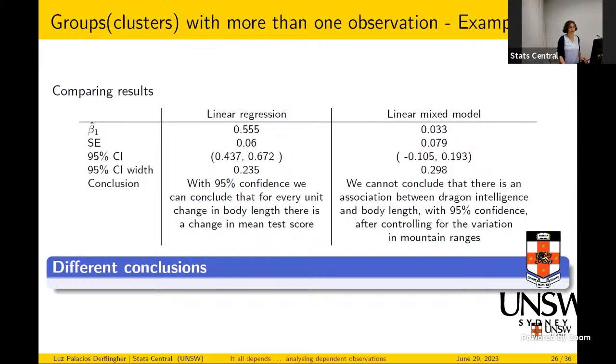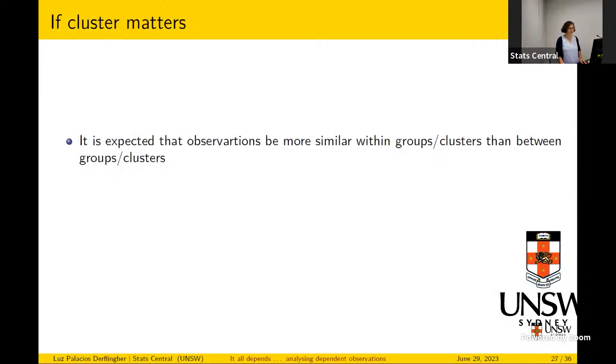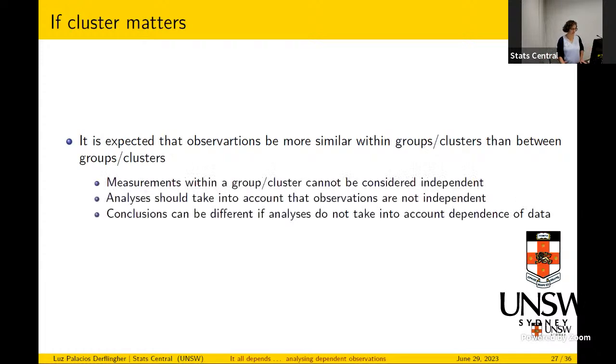Yeah, so they're different. So you can be concluding different things based on a different model. Now, if cluster matters, it is expected that the observations be more similar within groups than between the groups, right? Usually, if you take a blood pressure in the same patient several times, it is expected that that blood pressure is going to be more similar within than compared to other subjects. Measurements within a group cluster cannot be considered independent. If, again, cluster matters, analysis should take into account that. And we saw that conclusions can be different if we don't take into account that.